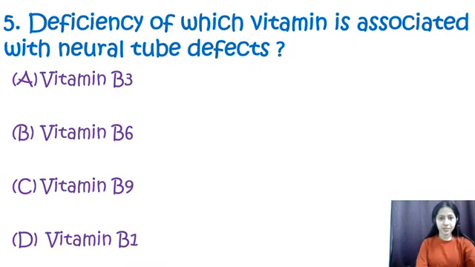Question number 5. Deficiency of which vitamin is associated with neural tube defects? Option A vitamin B3, B vitamin B6, C vitamin B9, and D vitamin B1. So the correct option is option C, that is vitamin B9. Write down the names of all these vitamins.